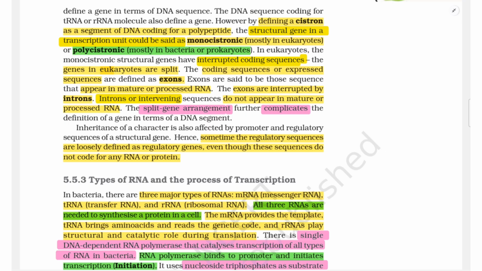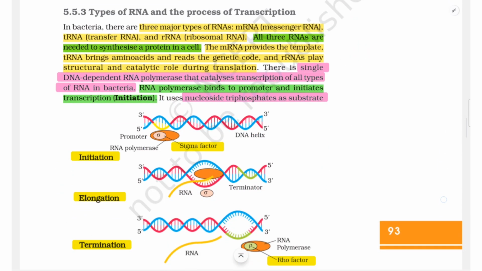The split gene arrangement further complicates the definition of a gene in terms of a DNA segment. Inheritance of a character is also affected by promoter and regulatory sequences of a structural gene. Hence, sometimes the regulatory sequences are loosely defined as regulatory genes, even though these sequences do not code for any RNA or protein. 5.5.3 Types of RNA and the process of transcription.